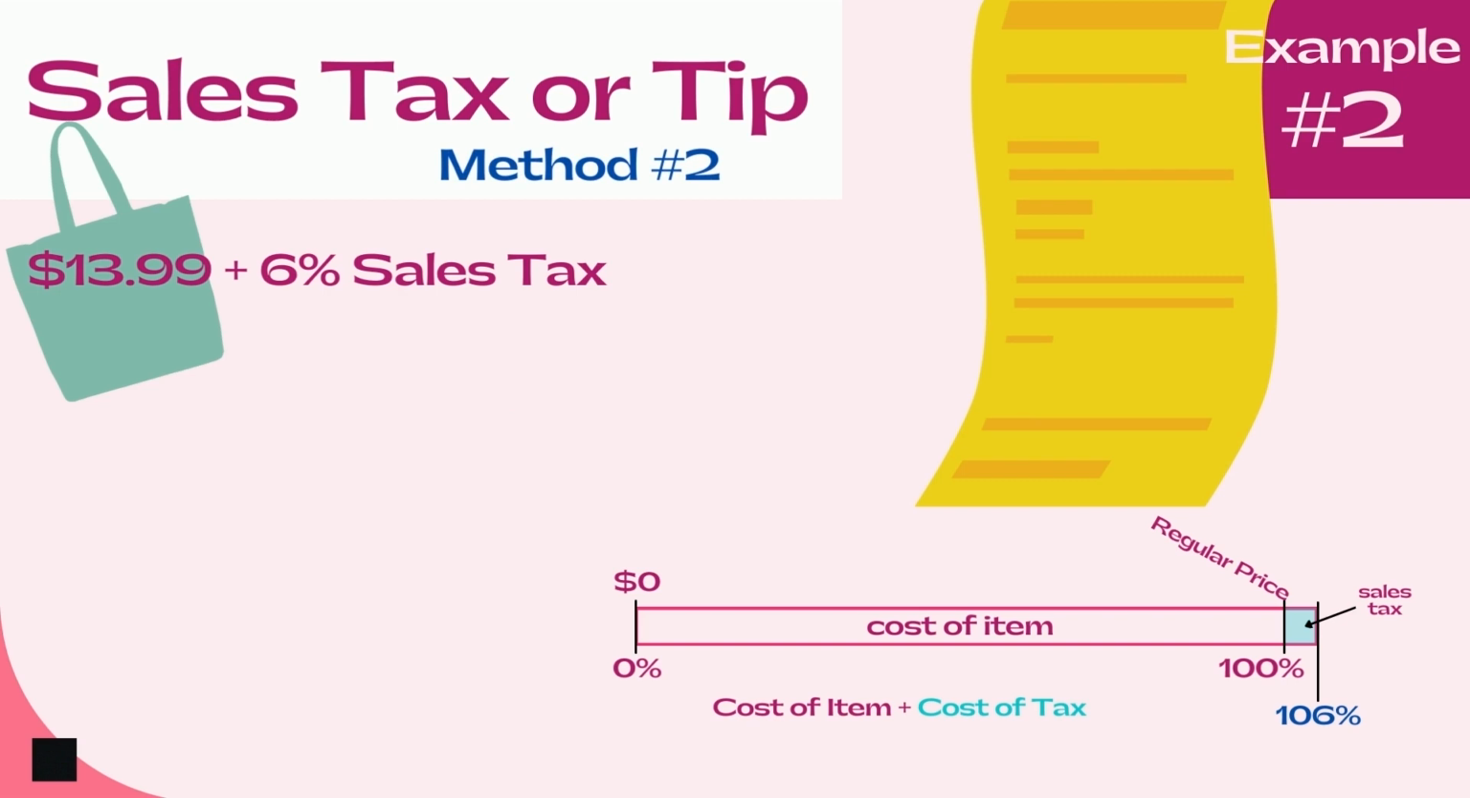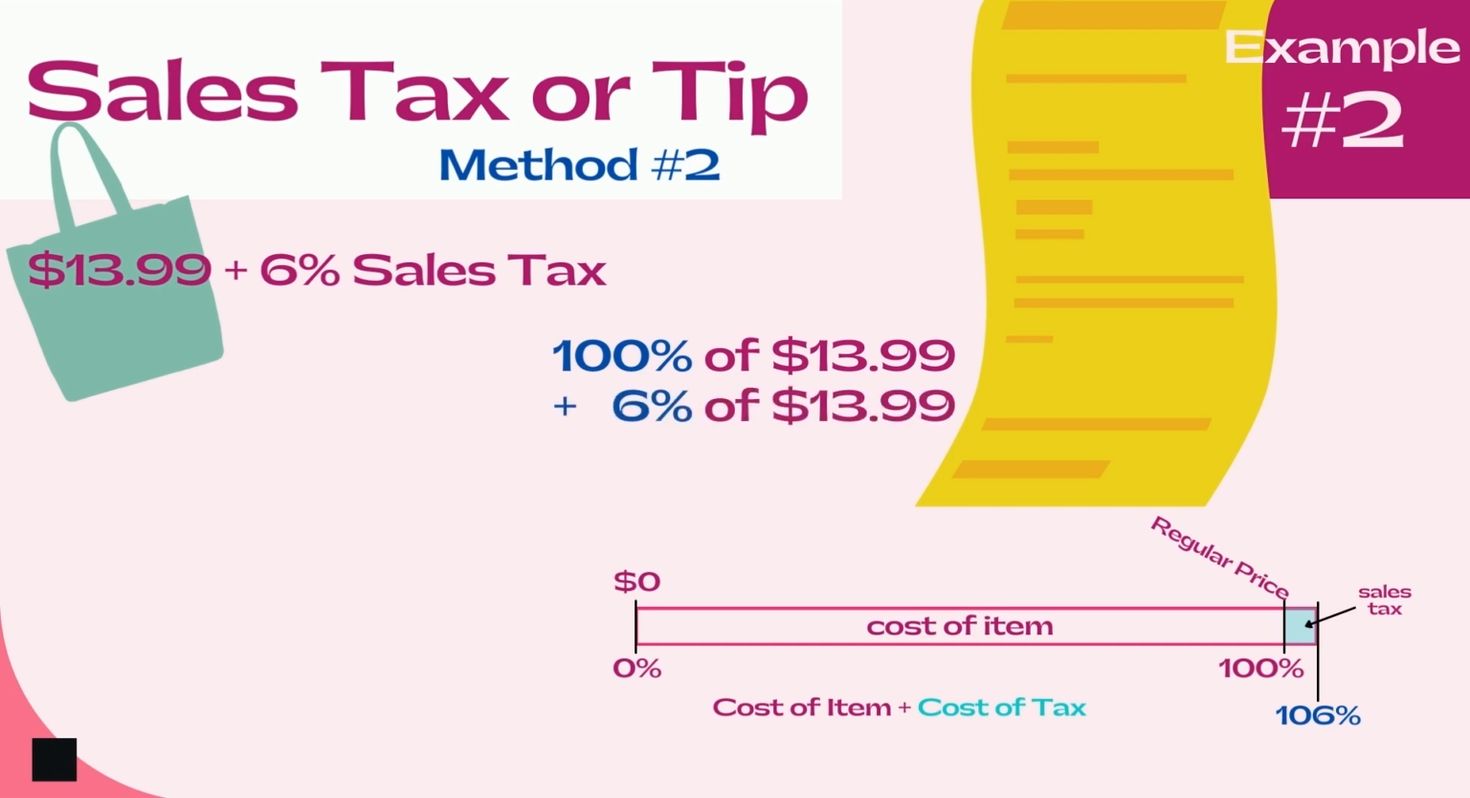Same example, different method. Method number 2 will have us find 100% of $13.99 and then separately find 6% of $13.99 to figure out what the sales tax is. 100% of $13.99 is easy. It's just $13.99, so we really didn't have to do anything there. Then we find 6% of $13.99 and get 84 cents. Hint, change it to a decimal, 0.06, then multiply by $13.99. So 0.06 times $13.99 is 0.84. And then you add those together for $14.83.